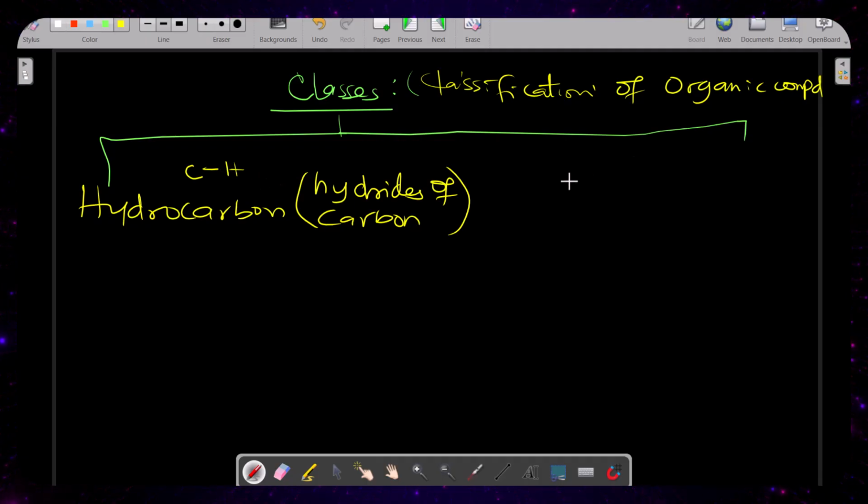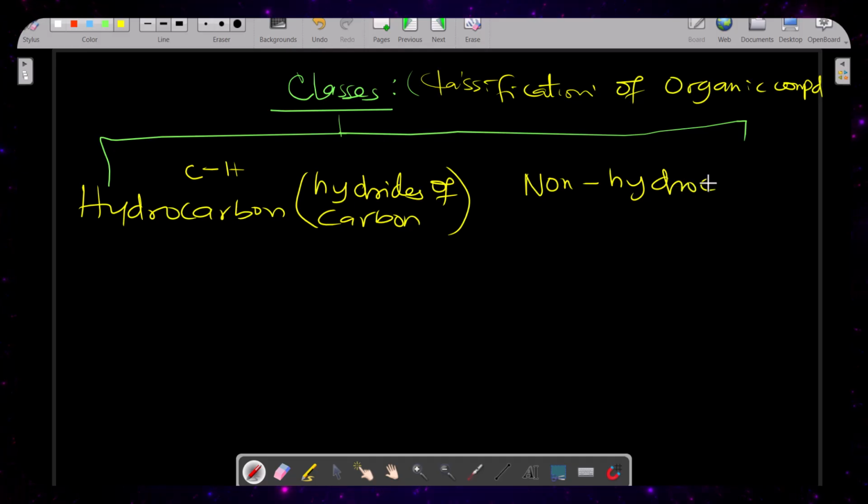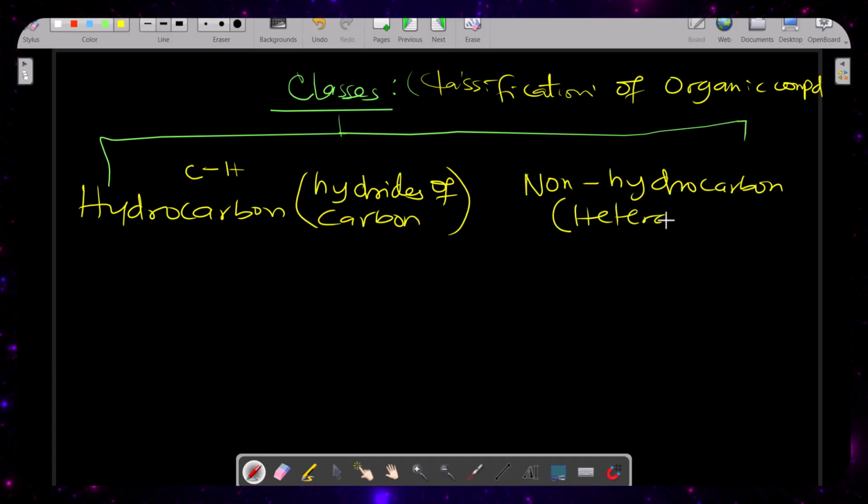So that's what we call the hydrides of carbon. The next one is what we call the non-hydrocarbons. I can also call them heteroatoms. So what do they have? They have more than carbon and hydrogen.